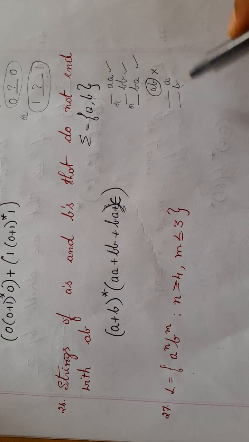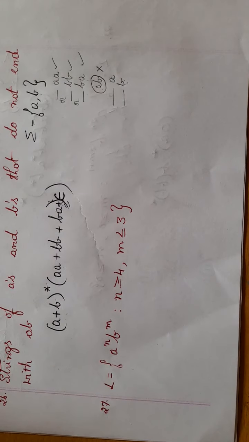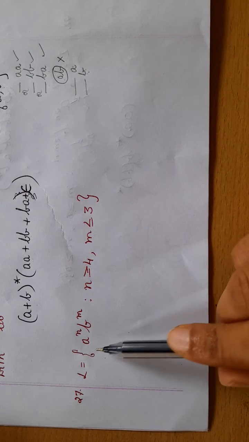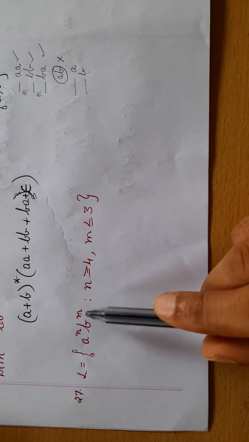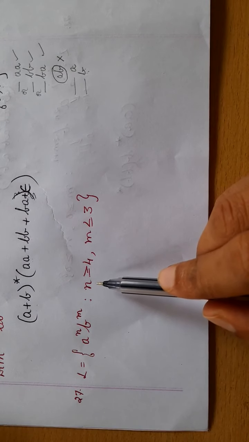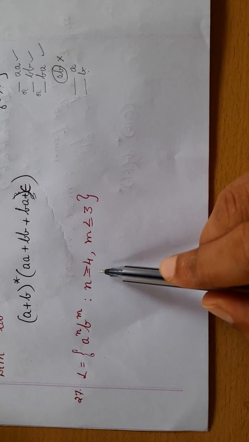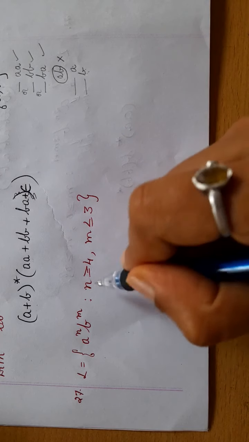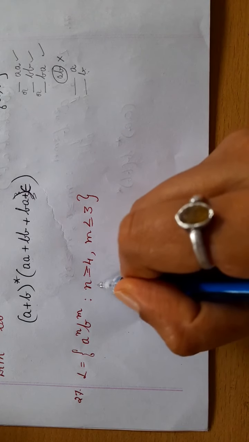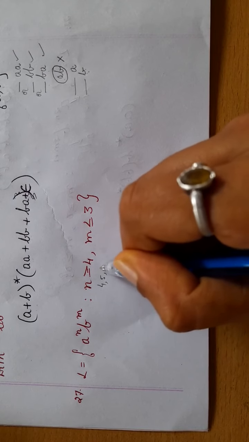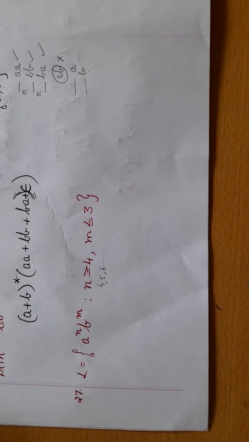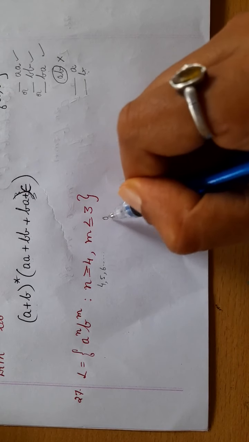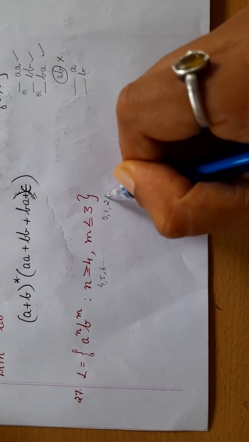Okay. The next problem, the language L, A to the power of n, B to the power of m. So what about this value of n? It can be greater than or equal to 4 and m is less than or equal to 3. So n greater than or equal to 4, in the sense I can have 4, 5, 6, anything. M less than or equal to 3, in the sense I can have 0, 1, 2, 3.